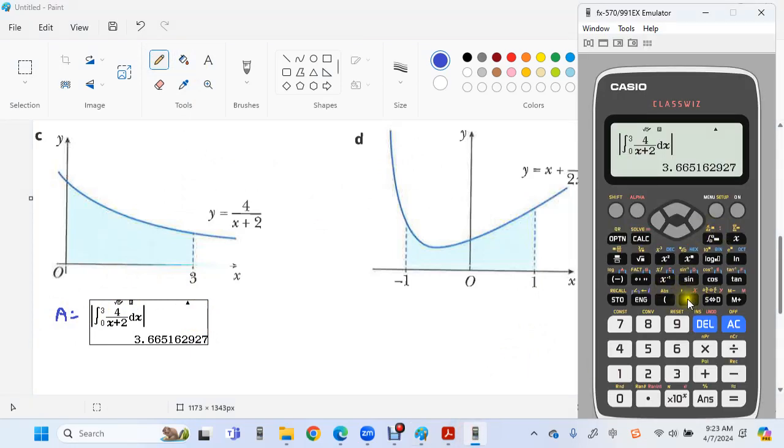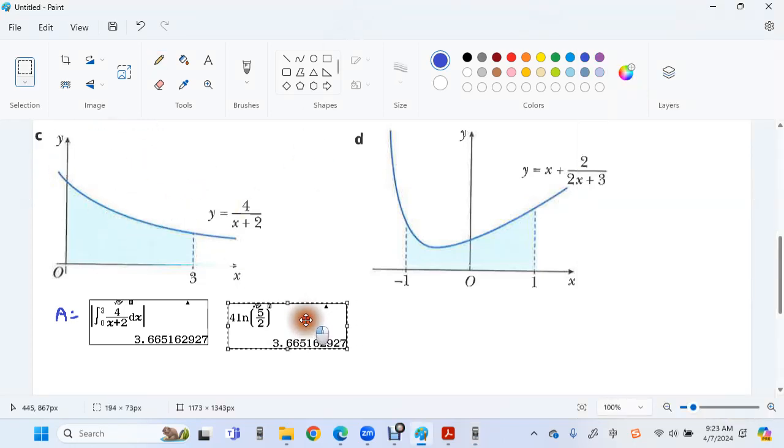The answer provided by the textbook is 4 ln 5 over 2. Okay, 4 ln 5 over 2. Yes, correct. So I want to repeat again: we want to train how to get the correct first sentence, and how to get the correct answer from the calculator to check the answer. What we want to train here is this.